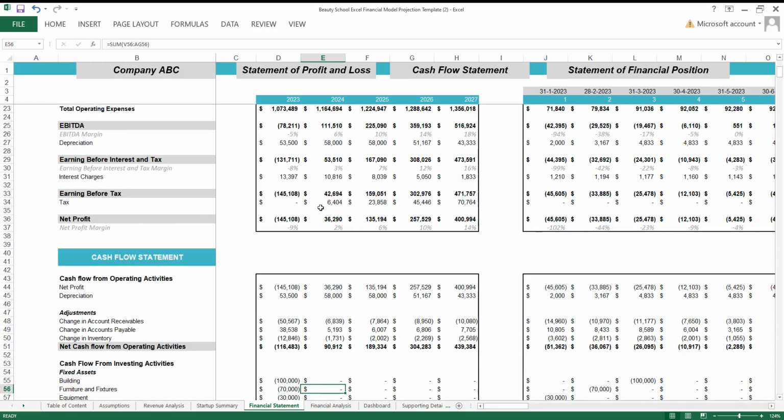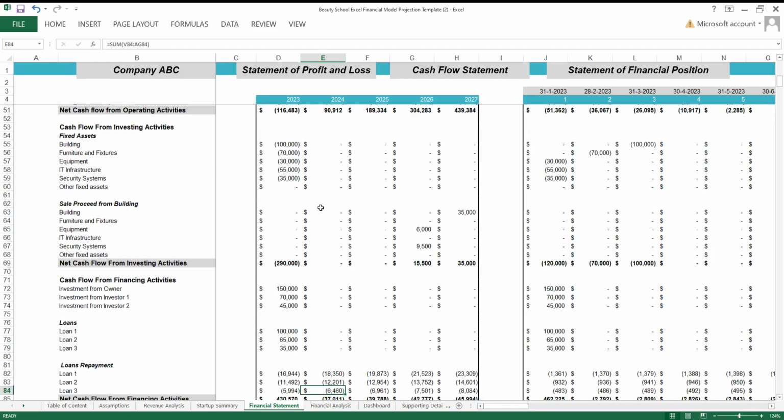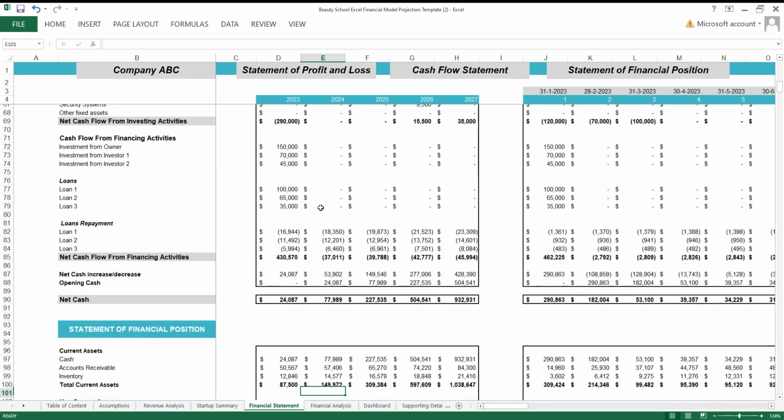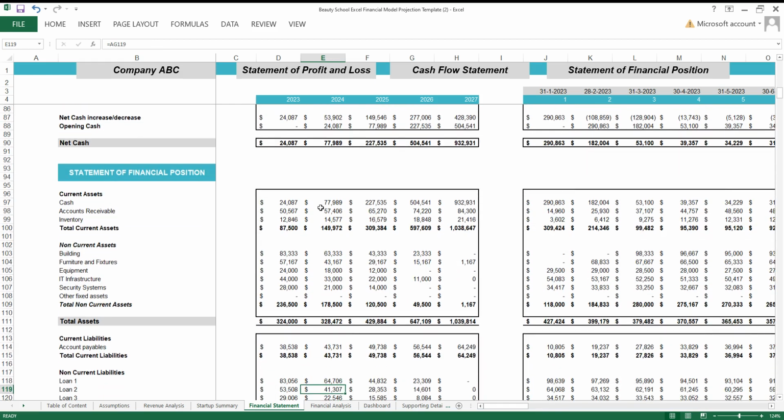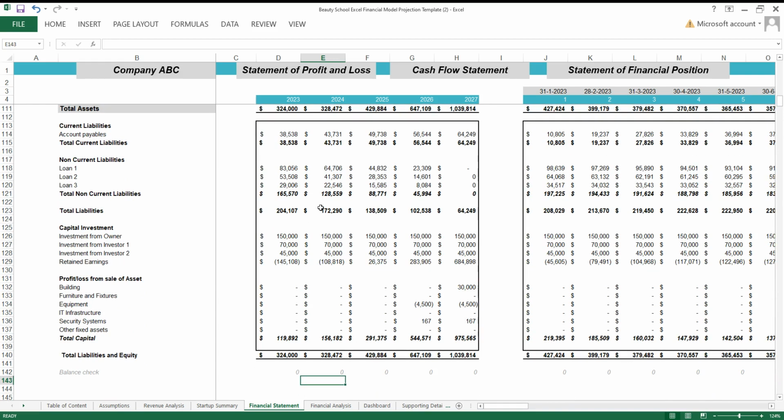Then we move on to the cash flow statement, which gives us the amount of cash incorporated in the balance sheet afterwards. We have the statement of financial position, which must be balanced. And to check this, we have already incorporated this option, the balance sheet check.